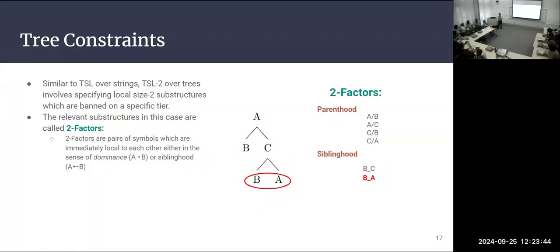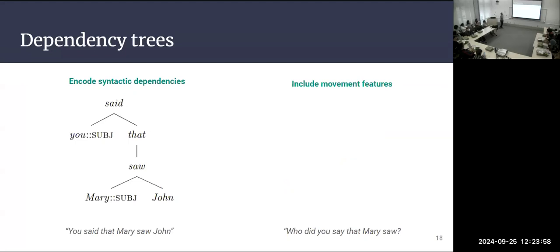So then when we look at tree TSL, the things that we're going to be banning, the things that are not going to be allowed on our tiers, are going to be this kind of thing: these parenthood relations and these siblinghood relations that are pairs of elements.